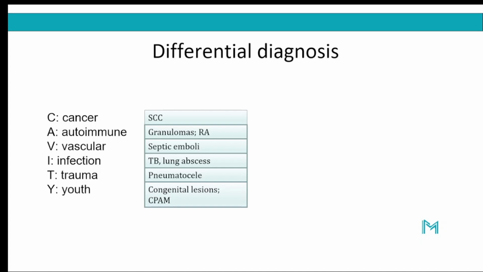Then Y for youth, which is congenital lesions. So young patients will present with these congenital lesions. An example is the bronchogenic cyst. You also have the CPAM, which is congenital pulmonary airway malformation, and this is abnormal proliferation of the bronchoalveolar airways, and you see it on the X-ray as multiple cystic lesions. Then you have pulmonary sequestration, which is another congenital lesion that can present with a cavitary lesion in the lungs. Okay, so that is CAVITY for the differential diagnosis of cavitary lesions in the lungs.